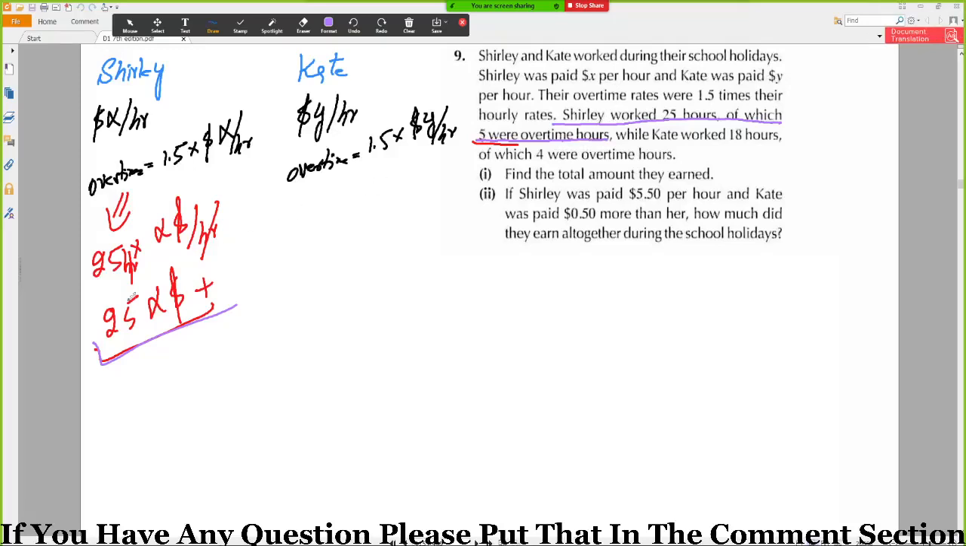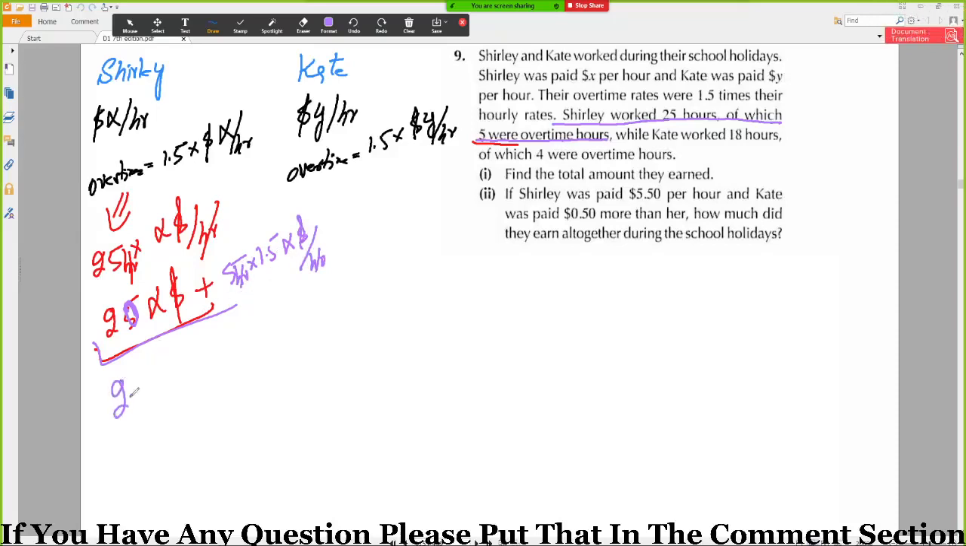20. Yeah, that will be 20, because out of 25, 20 will be the normal hours and 5 will be the overtime hours. So 20 x US dollar plus 5 overtime hours. So the overtime amount is this one, times 1.5 x US dollar per hour. Here also hour, so this hour will cancel by this hour, so you will get this amount.